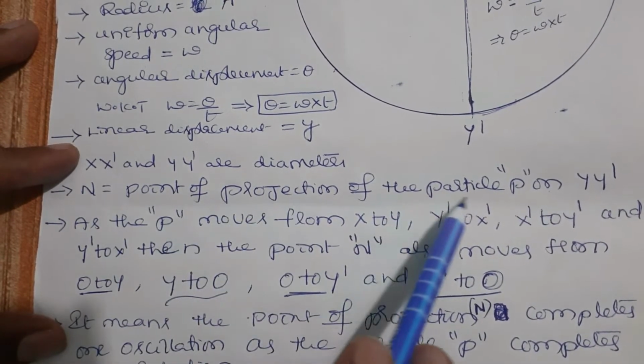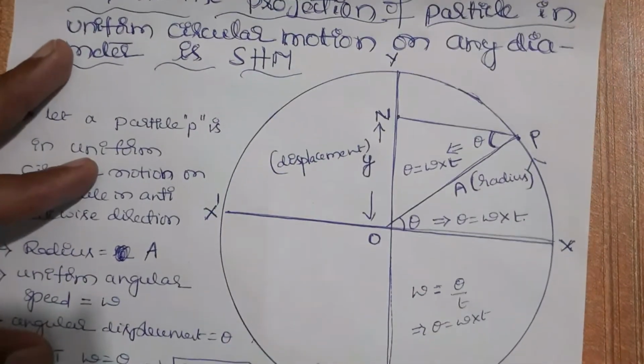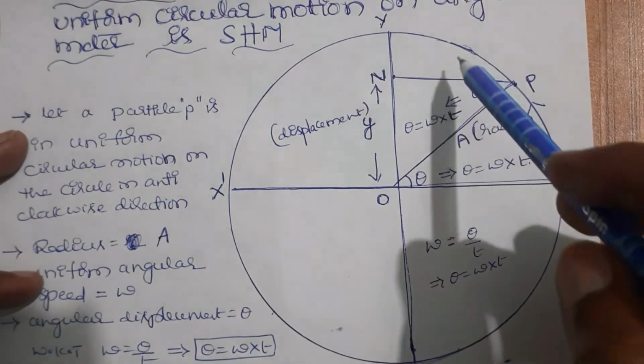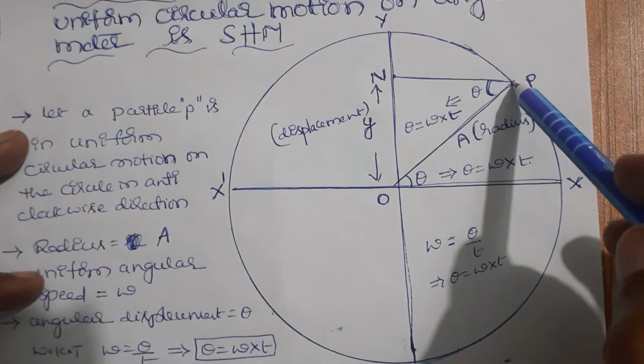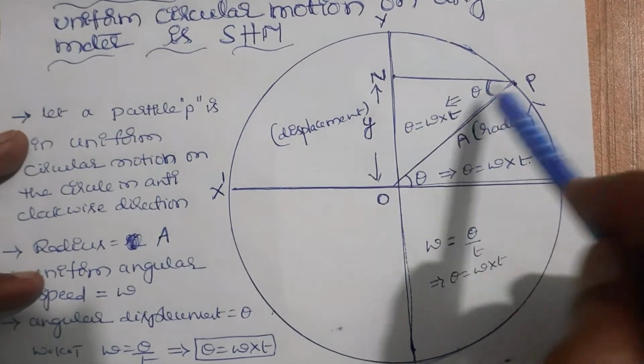N is the point of projection of the particle P on y dash. So you can see, students, P is a particle which is moving along the circle. From the point P to the vertical diameter is joined.